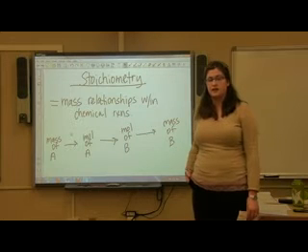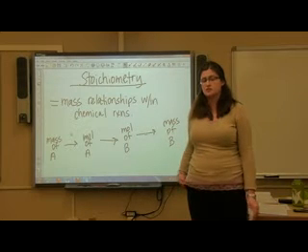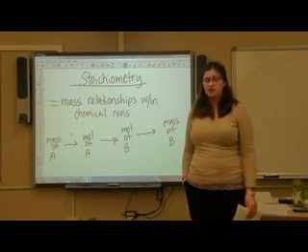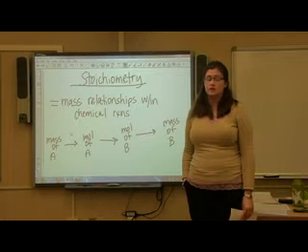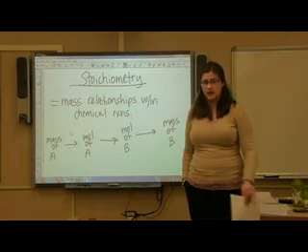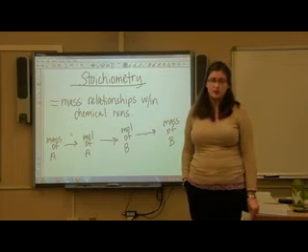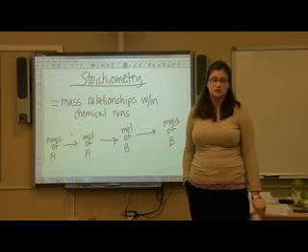Stoichiometry is useful in that if you know how much of one substance you want to produce, you can calculate how much of your reactant you need to have. Or on the other hand, if you know how much reactant you have, you can know exactly how much product you'll be able to produce with that reactant.